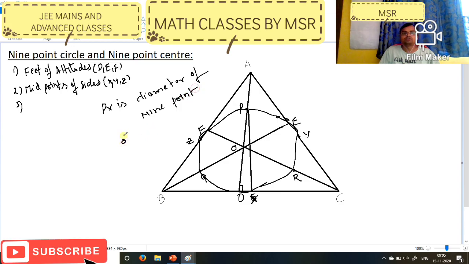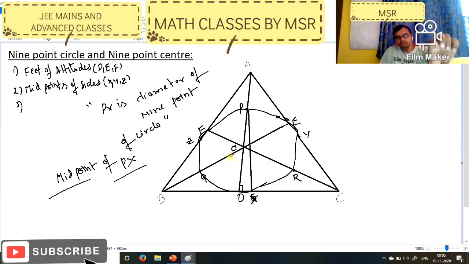Diameter of the 9-point circle. Okay, if PX is the diameter, then what is the 9-point center? The midpoint of PX. Midpoint of PX is the center of the 9-point circle. Okay, now the same from here on.